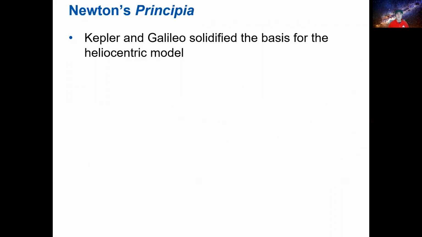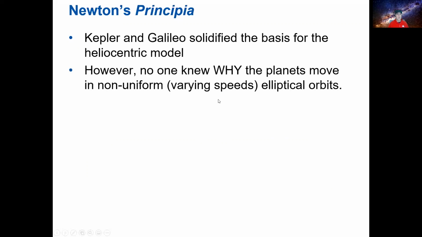As we saw in the previous video, Kepler's model worked so well and Galileo so successfully countered the remaining objections to the heliocentric model that by the mid-1600s, scientists were nearly unanimous in accepting the validity of Kepler's laws of planetary motion. However, no one knew why the planets move in elliptical orbits with varying speeds.